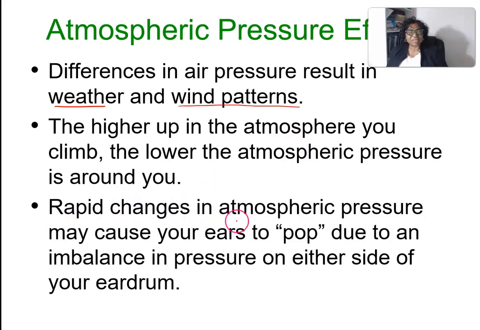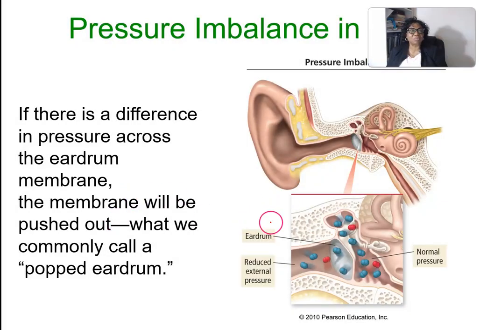So rapid changes in atmospheric pressure may cause our ears to pop due to imbalance in pressure on either side of the eardrum. We can see it this way. So this is our eardrum. You see how it is. You have the inner part here and the outer part. If the pressure of air here is not balanced to that, it's not equal, not the same, that's when you have that pop.